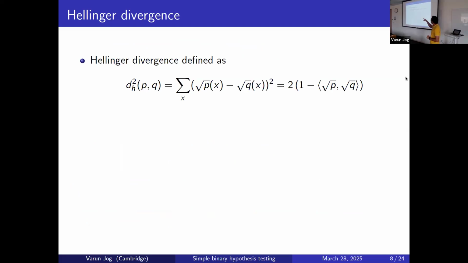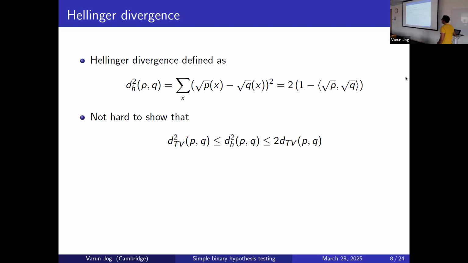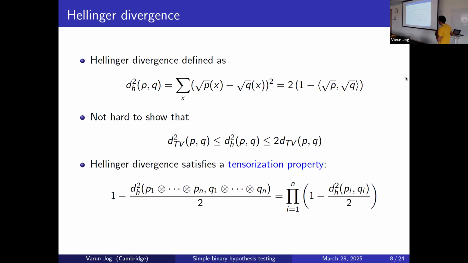You can also expand this whole thing out and see that it is basically the term on the right, where the bracket term indicates I'm doing a dot product of the square root p and the square root q vectors. Okay, so this is some notion of, again, separation between p and q, and it's not hard to show that Hellinger is between TV squared and TV, up to constants. And the nice thing about Hellinger that TV does not have is this property called tensorization.